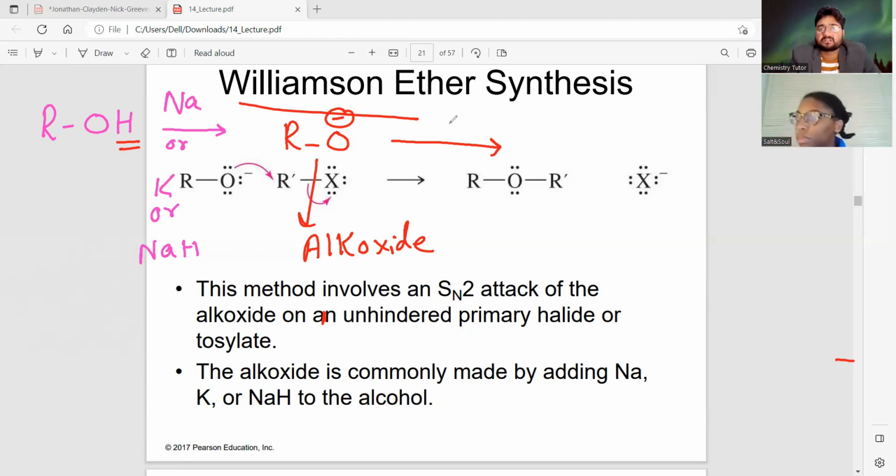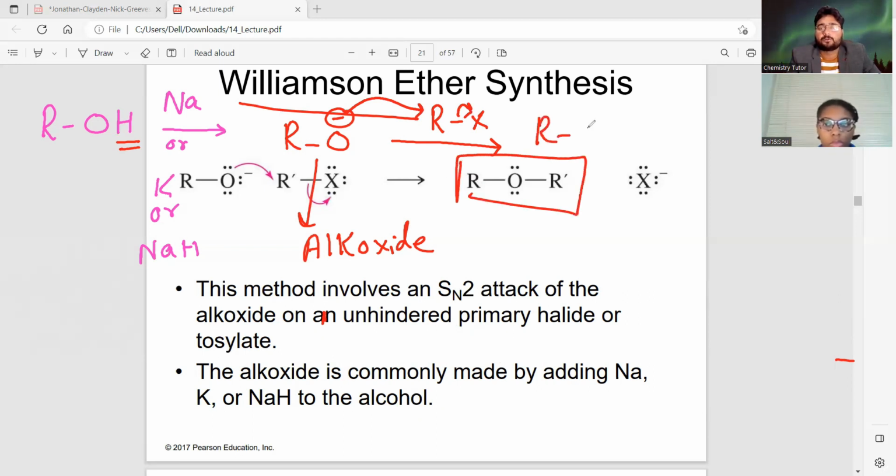So I am explaining the general mechanism. I am writing RX. So what will happen? This oxygen carries a negative charge. It will attack on this alkyl group, and this leaving group will leave. As a result, you will get this functional group, ROR. This functional group is called ether, and this halogen will leave.